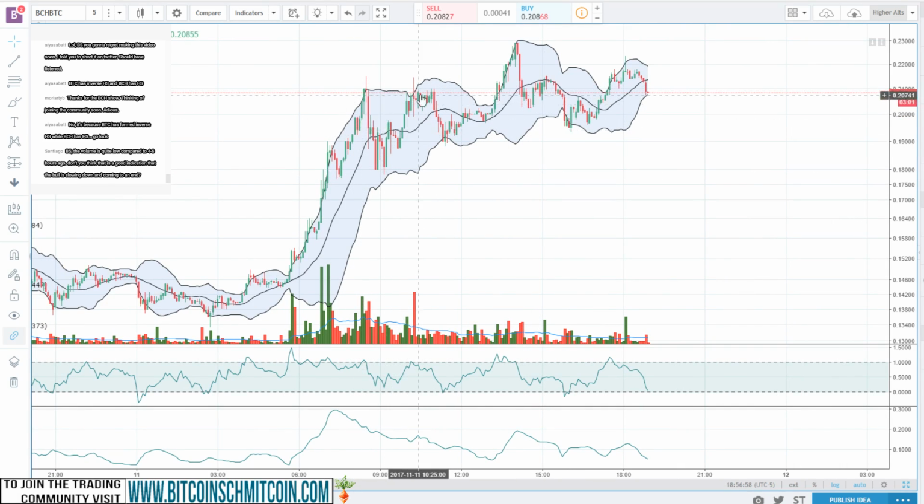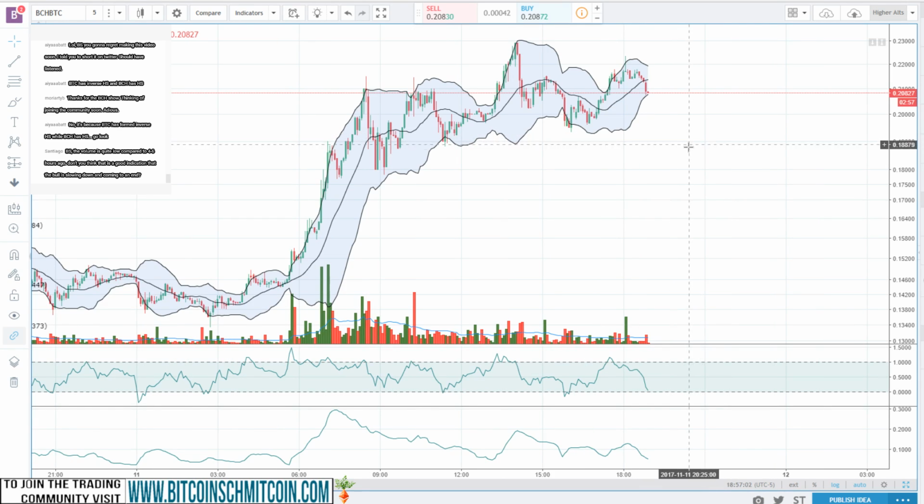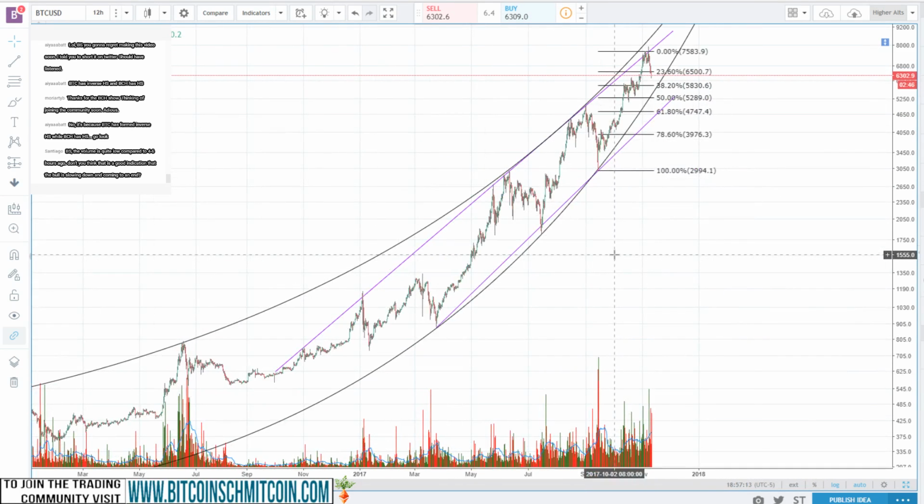Unless you consider this to be one giant shoulder, I don't really know how you're arguing this as a head and shoulders. If anything, we might be forming an inverse head and shoulders right here. So, still, I don't agree with that. Let's look at the Bitcoin.